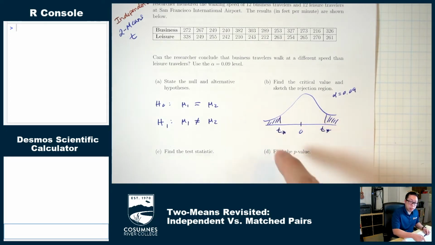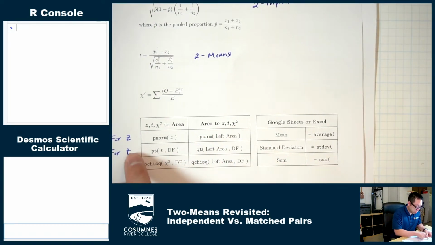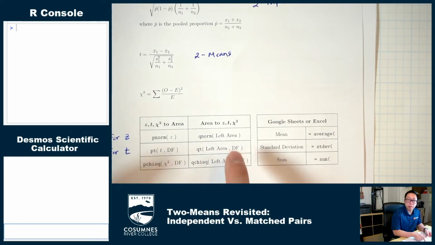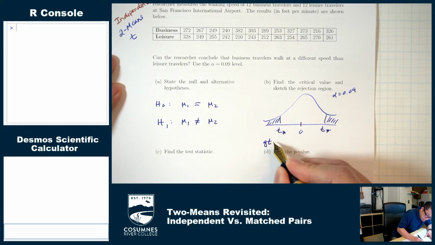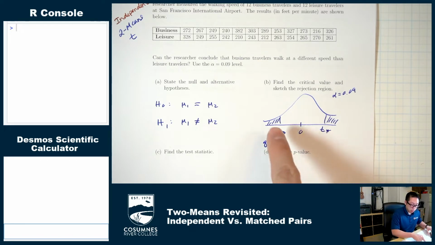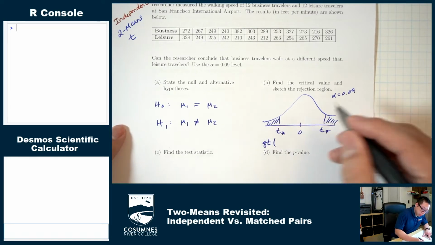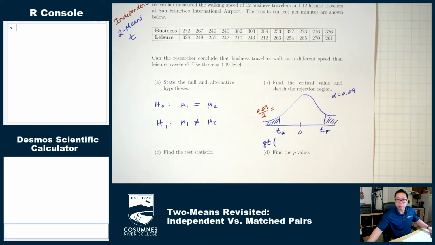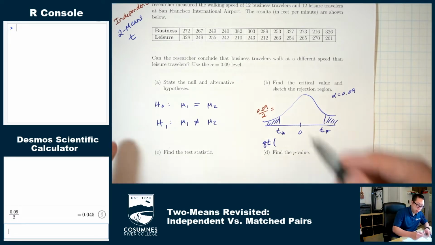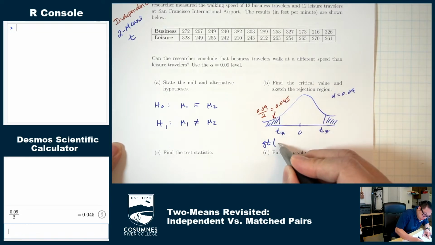And this is really an area to T problem. Area to T for the T situation is going to be a QT, left area, DF. So this is a QT. Left area: left and right together is 0.09. If I just want the left, divide that by 2. So left alone is 0.09 divided by 2, which I think is 0.045. Yeah, 0.045.